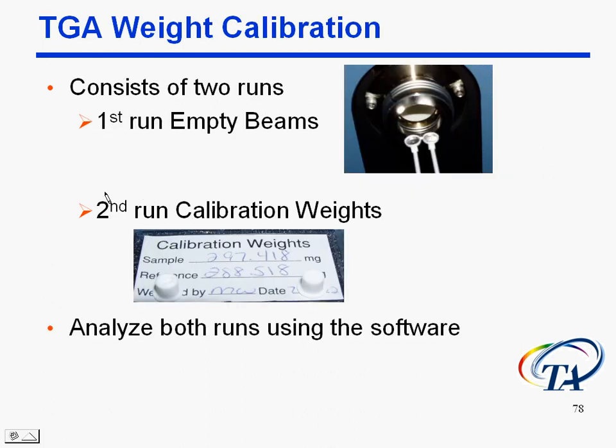The TGA weight calibration consists of 2 runs. The first run is empty beams, so just like we've got here. No pans, no nothing, stick them in the furnace, run it. The second run is the 2 calibration weights that come in your accessory kit. Now there's a sample and a reference one. They go on the corresponding beams. Here's the weights for the sample side, the weights for the reference.